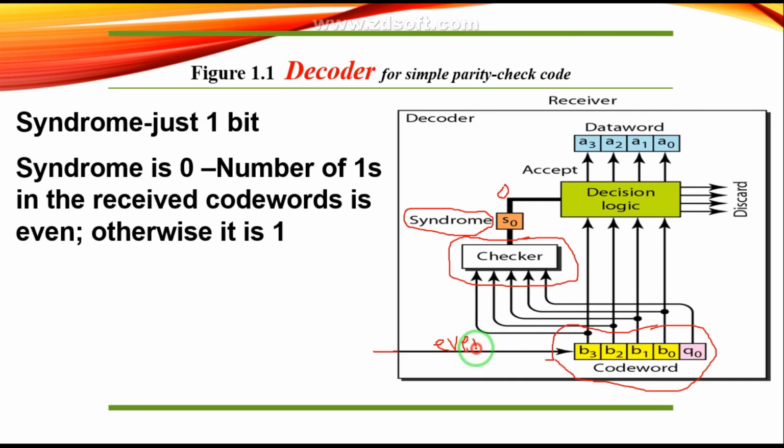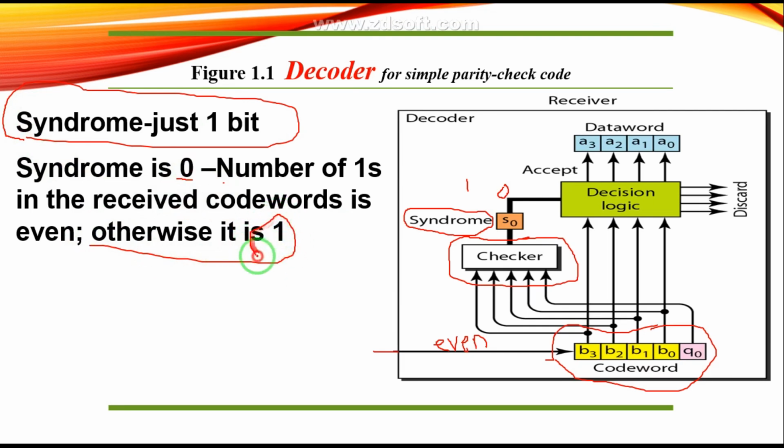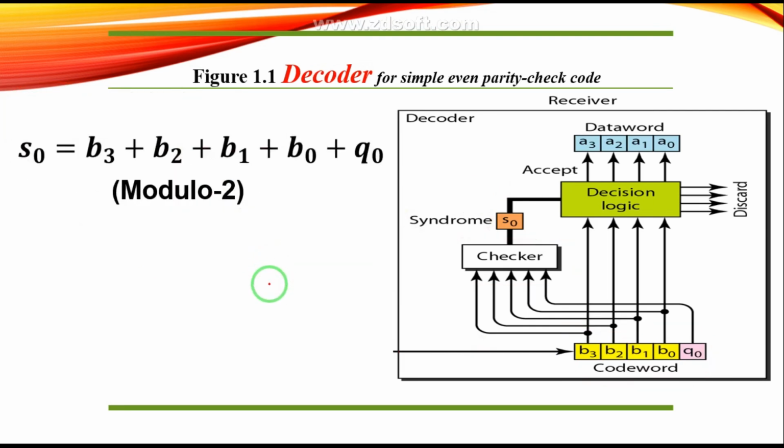Otherwise, its value is 1. So you can see syndrome is just a 1 bit, and syndrome is 0 when the number of ones in the received code word is even, otherwise it is 1.